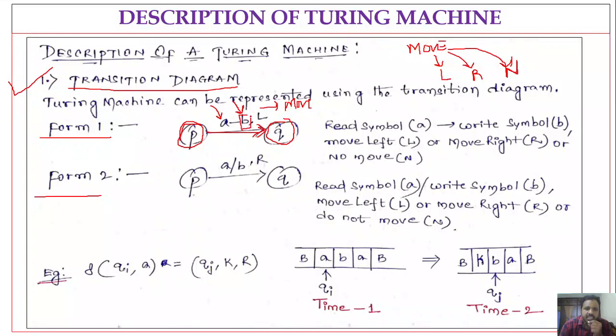So here, if you could see, A dash B means input A is replaced by B, and then comma L means after replacing A with B the tape head will move towards left. So small a is the read symbol, dash B is the write symbol. And next, the move could be either L, R or N. L means left, R means right, N means no move. So this is one way to represent the transition diagram of a Turing machine.